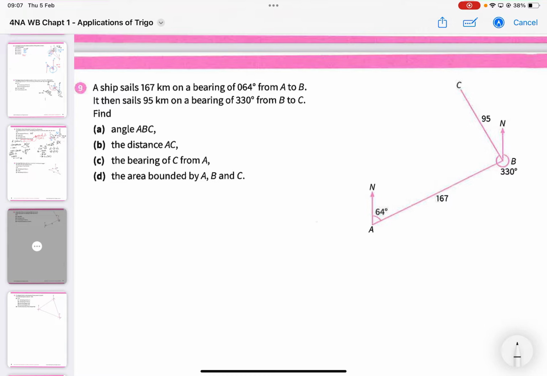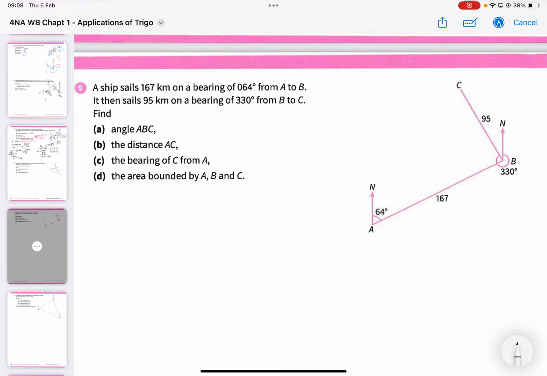A ship sails 167 kilometers, bearing 64 from A to B. From A to B, so from A, the north of A, 64 towards B. Usually people say from B from A, but now they say A to B, so you must know it is starting from A. It then sails 95 kilometers, bearing of 330 from B to C. So from B, there is a north, there is a 330, then it sails 95 kilometers. Find angle ABC.